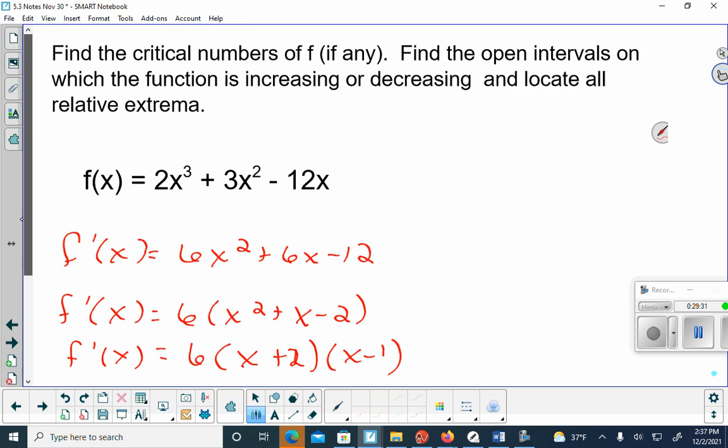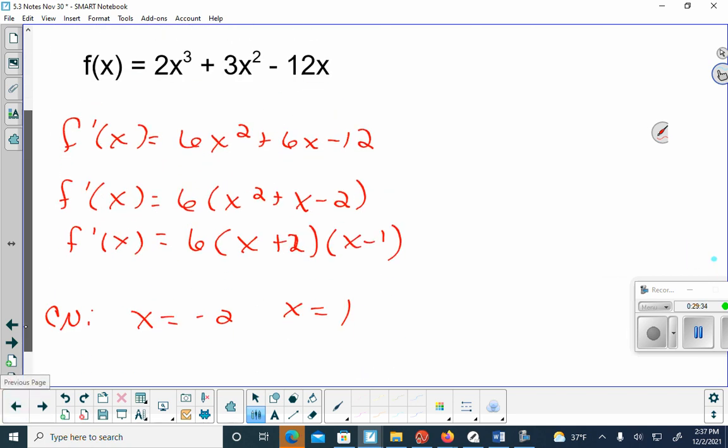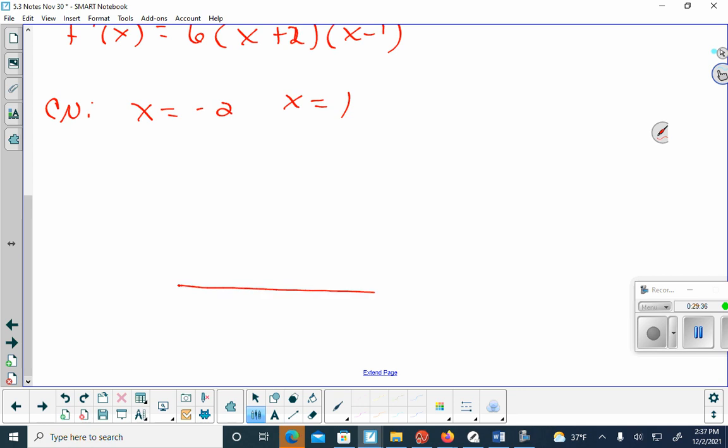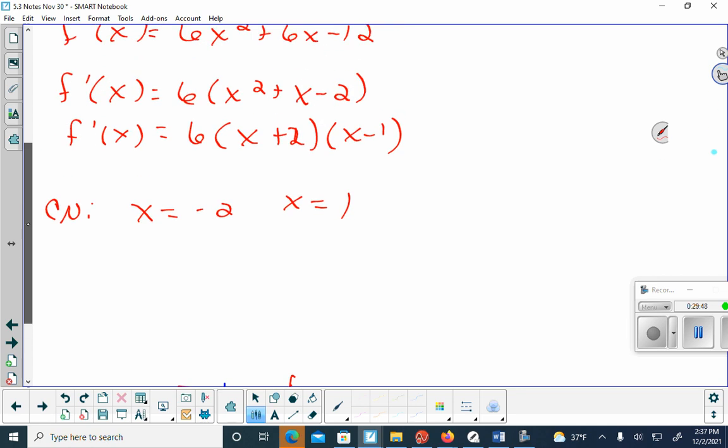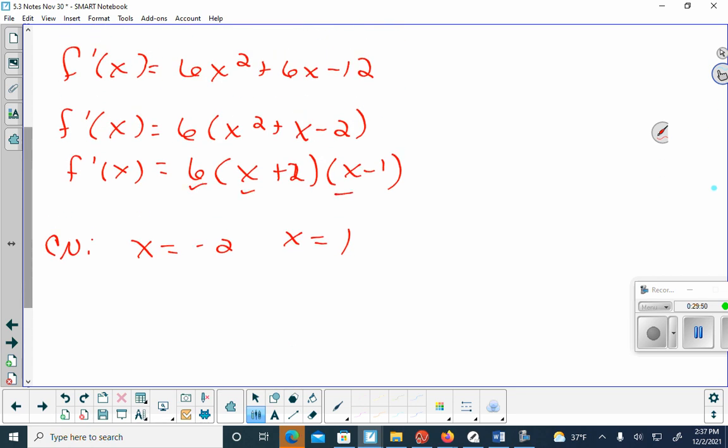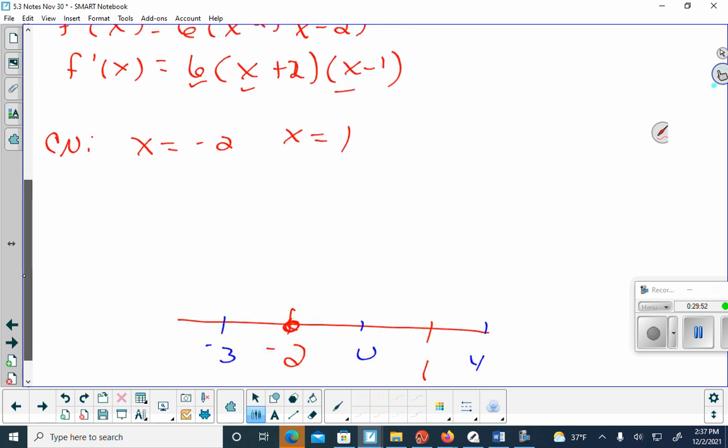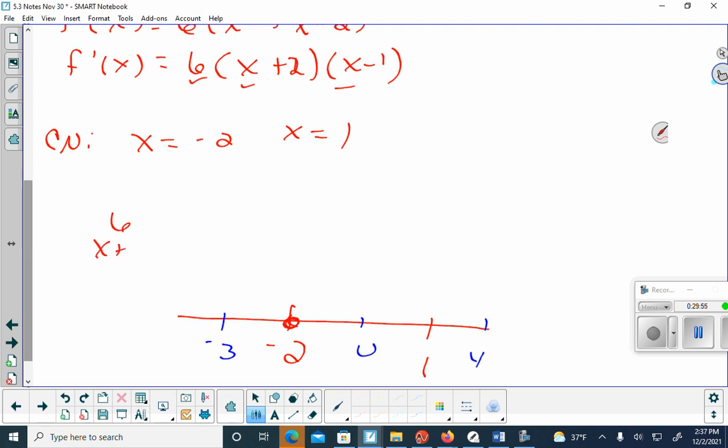Then the next thing it wants is to decide when it's increasing or decreasing. So I'm going to make my little table. I'm going to put in negative 2 and 1. Pick test points. Let's say I do negative 3, 0, and 4. When I make the left side of the table, I'm using everything that made up my derivative, so these three things. The 6 isn't going to change the sign because the 6 is positive, but you might want to get in the habit of writing that 6 in case it were negative, because then we would switch the signs. Does that make sense?